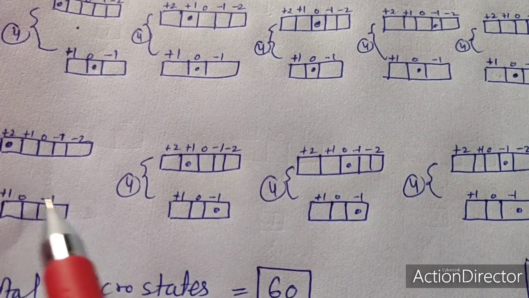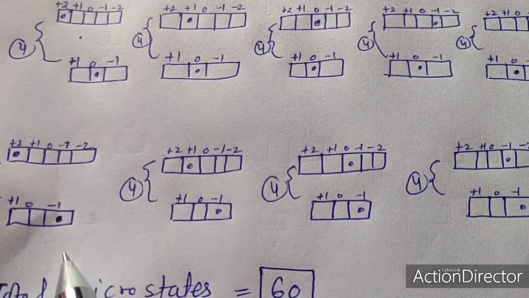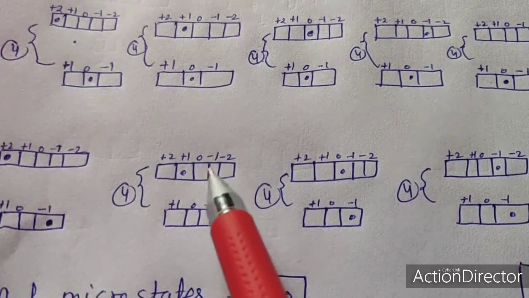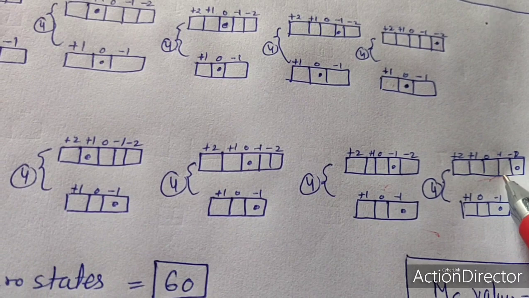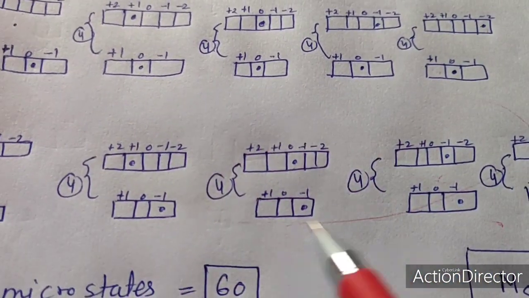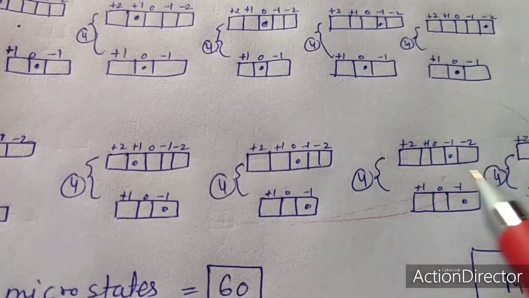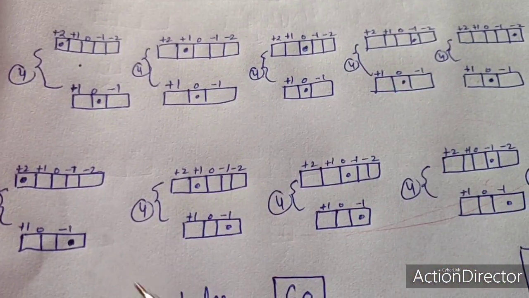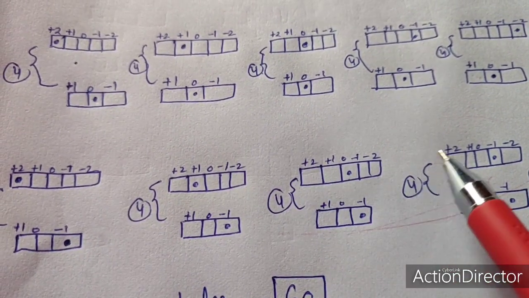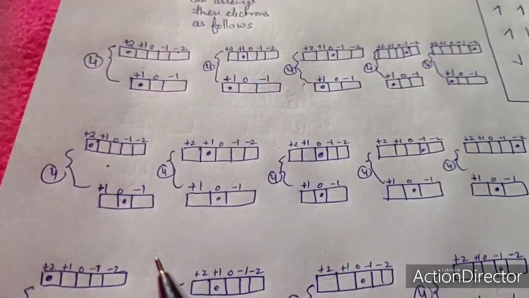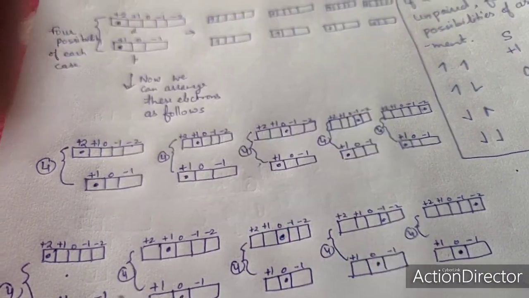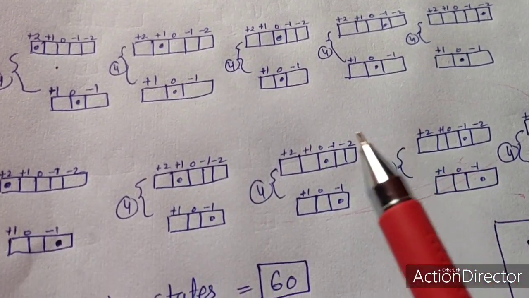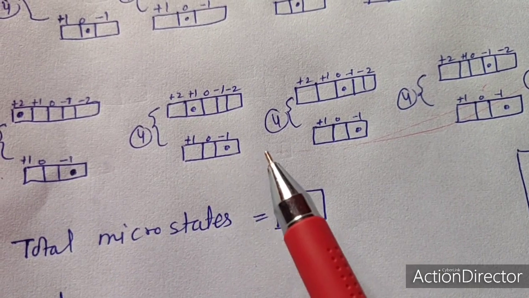Now if this electron is present in the ml value of minus 1, it can be present in minus 1 in all the conditions, but this electron may be present in plus 2, plus 1, 0, minus 1 and minus 2. Again there are 4 into 5, so 20 combinations. So these are 20 combinations, these are 20, and these are 20. Total combinations are 60. So there are 60 combinations of ml and ms values if the configuration is p1 d1. As the number of orbitals and the number of unpaired electrons increase, the number of microstates automatically increases, because a microstate is a combination of ml and ms values.